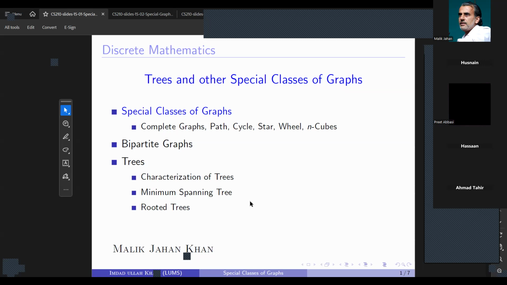The second point I wanted to emphasize before we move to the next topic is: why are we studying graphs? They are beautiful. That's one reason. But there are actually two kinds of reasons.